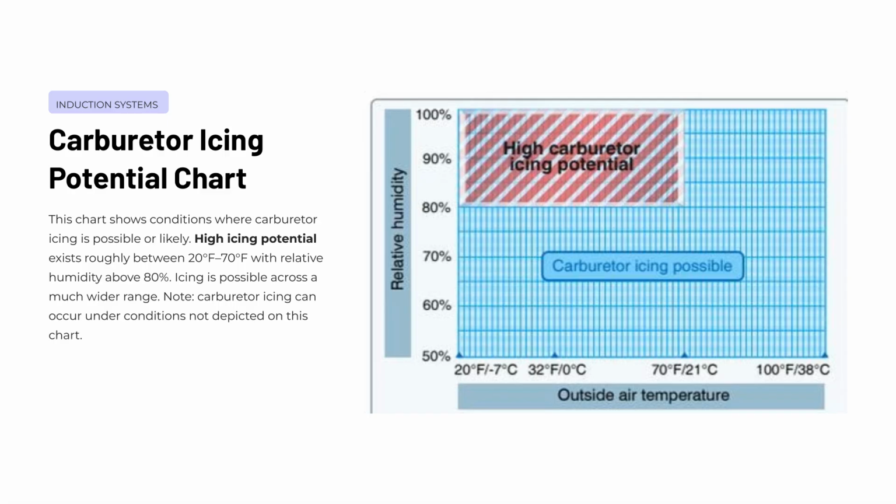There is also a critical caution to keep in mind. Carburetor icing can occur under conditions that are not even depicted on this chart at all. Factors such as engine power setting, fuel type, and airframe-specific characteristics can all influence icing susceptibility in ways this chart does not fully capture. Use the chart as a guide, but treat carburetor icing awareness as an ongoing habit, rather than a checklist item you check off once during pre-flight.